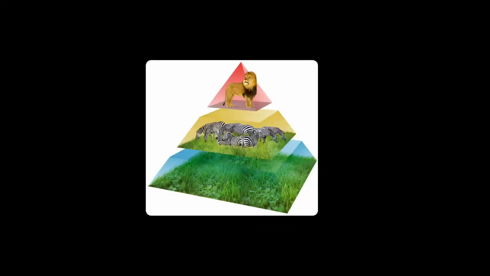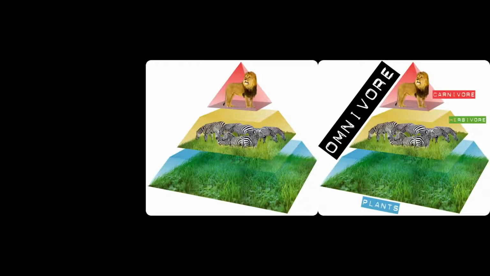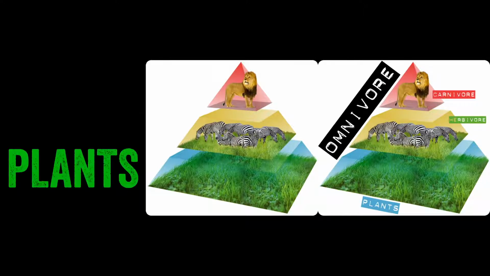So all animals can be divided into herbivores, carnivores, or omnivores. But no matter what kind of animal you are, plants are at the base of all animal nutrition. Now, plants don't want to be at the base of all animal nutrition, but they are. That's just how it goes. Herbivores are predators of plants, and they have to make all the food for all the animals.